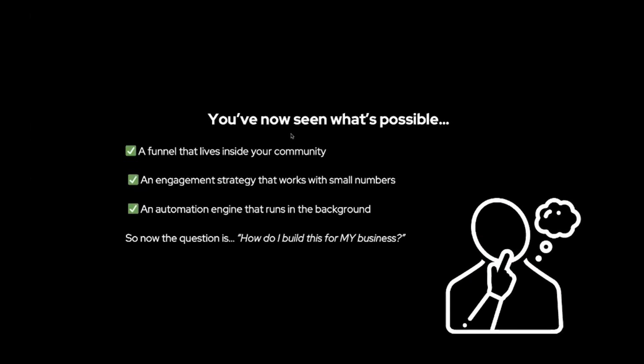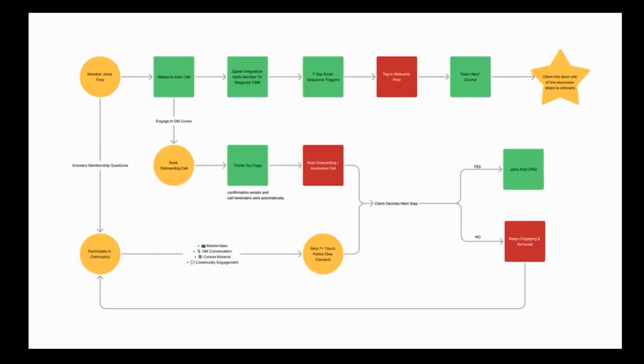Fast forward here. So you've seen what's possible. A funnel that lives inside of your free community, an engagement strategy that works even if you have small numbers, and an automation engine that runs in the background. All of this is happening without you. There are some things you do, for example, a masterclass that you'd host once a month live with your community, a DM conversation that maybe you or a member of your team could hold, right?